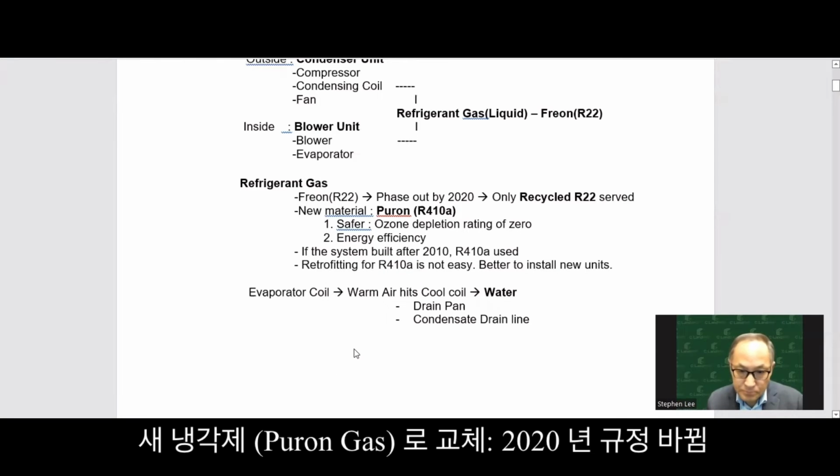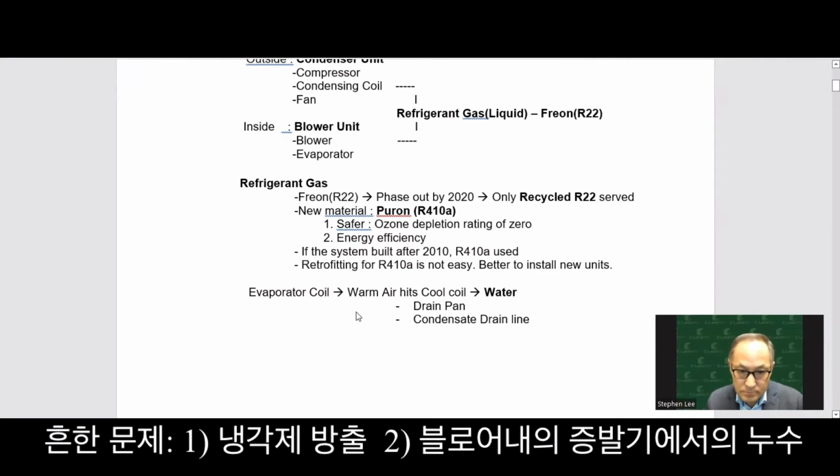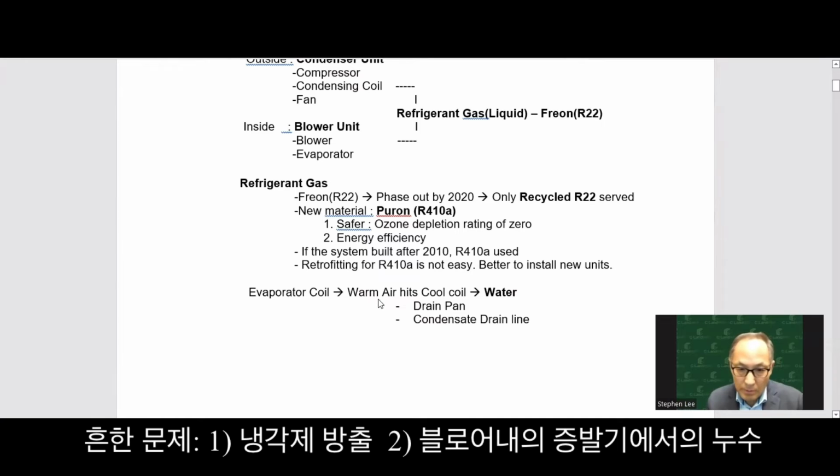Also we want to point out that the evaporator coil produces a lot of water. As you know, anywhere there is an air conditioning system, we have water problems.